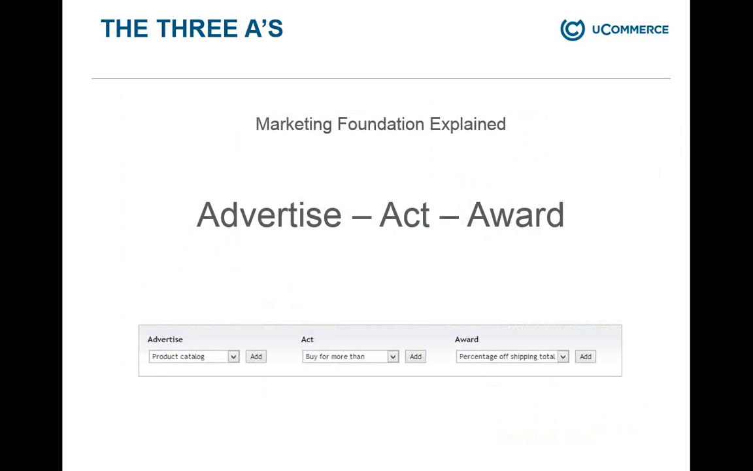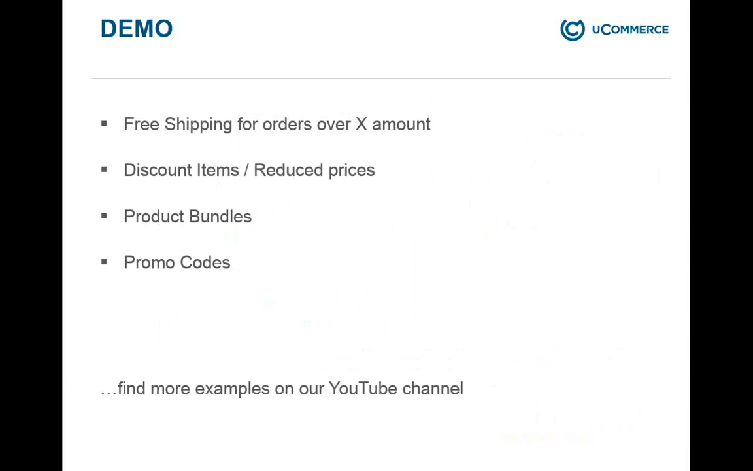It can be a bit confusing, this model, but as soon as I go into the details on how to set this up and how to use it, I'm pretty sure it will be pretty self-explanatory. Let me jump straight into a little demo on how to do some different common stuff with the marketing foundation. These are the 4 items we'll go through: free shipping, which is very common to offer when customers order over a certain amount, how to do discount on item prices, how to do product bundles, and how to do promo codes.